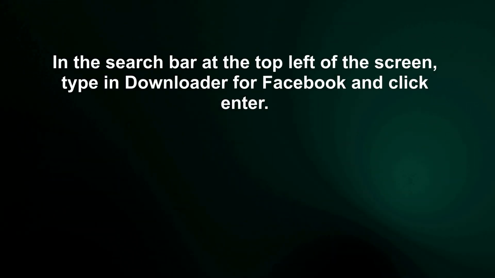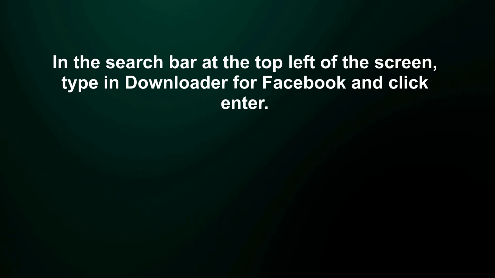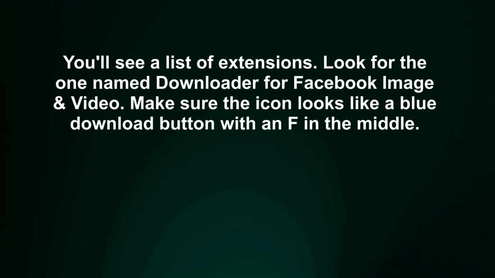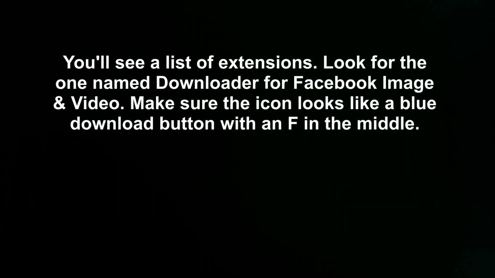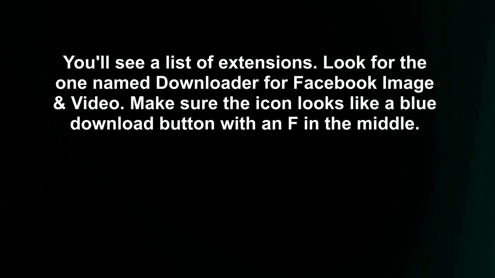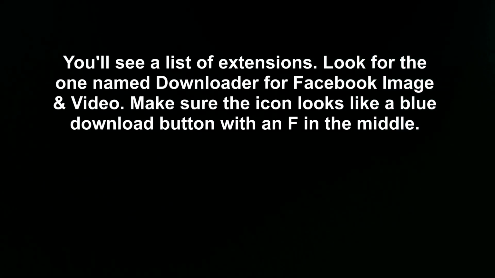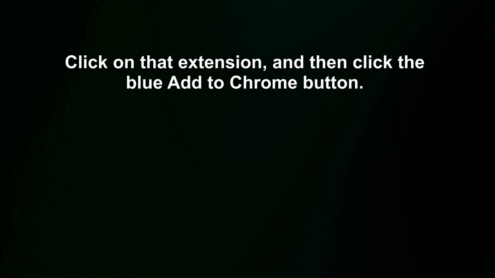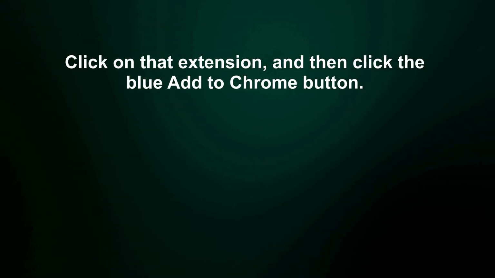In the search bar at the top left of the screen, type in downloader for Facebook and click enter. You'll see a list of extensions. Look for the one named downloader for Facebook image and video. Make sure the icon looks like a blue download button with an F in the middle. Click on that extension, and then click the blue Add to Chrome button.